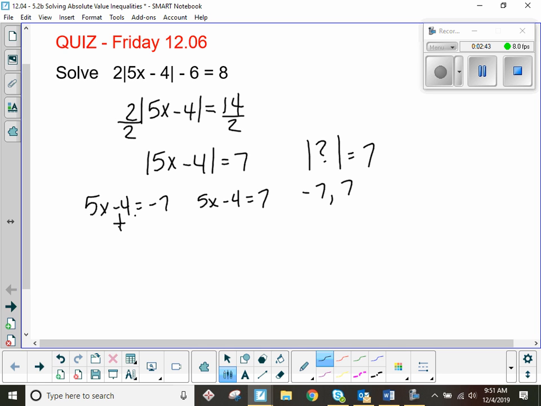So he's adding 4 to both sides. So 5x equals negative 3. That's good.